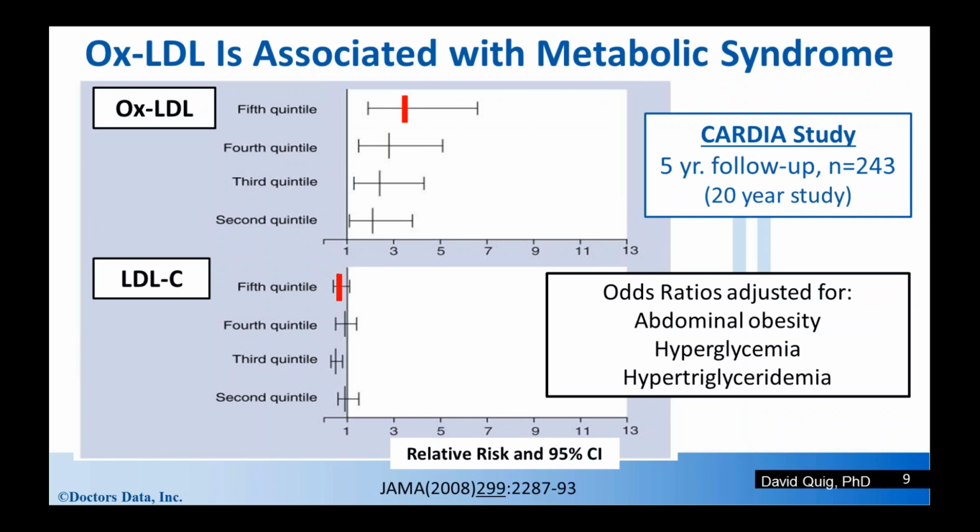However, oxidized LDL also appears to be associated with metabolic syndrome. If we look at the bottom panel, again comparing LDL to the culprit oxidized LDL, and looking at relative risk, we can see that for LDL there's basically no relationship as we go across the quintiles of increasing levels of LDL cholesterol. Again, very differently, if we look at the same type of plot, risk against quintiles of oxidized LDL, we again see a more linear relationship with higher risk for metabolic syndrome with higher levels of oxidized LDL. This data was derived from the CARDIA study, which was a 5-year follow-up study of over 200 adults.